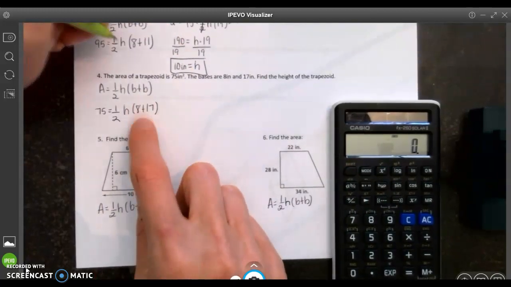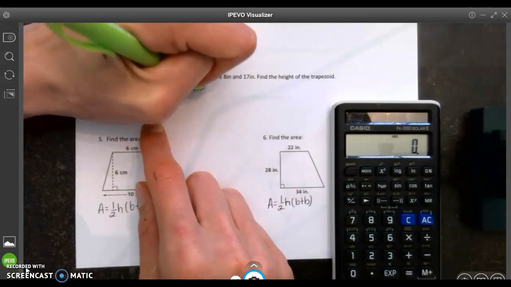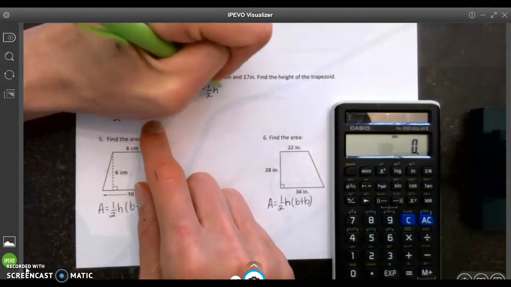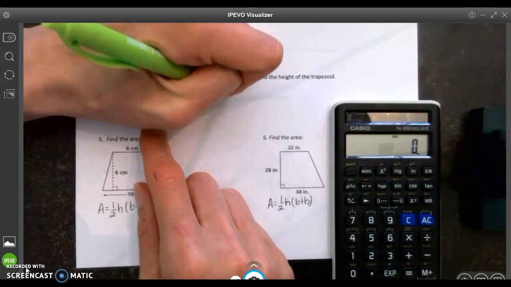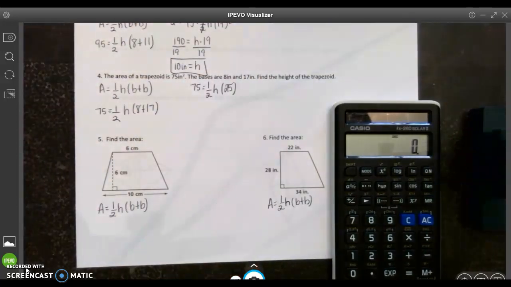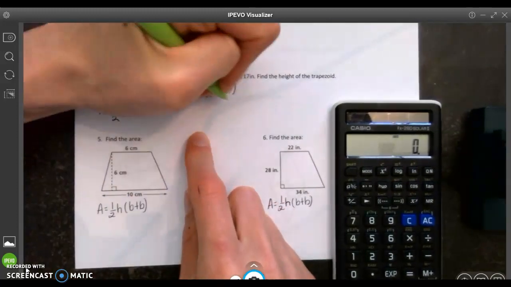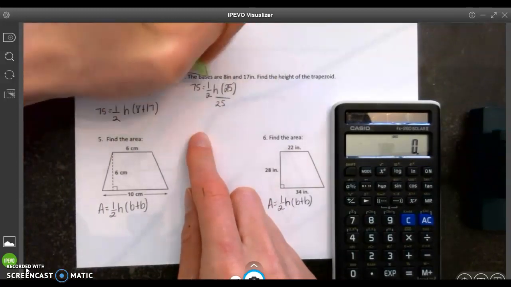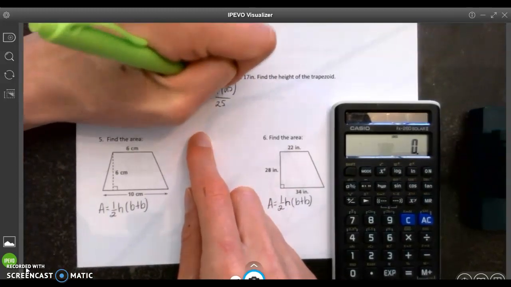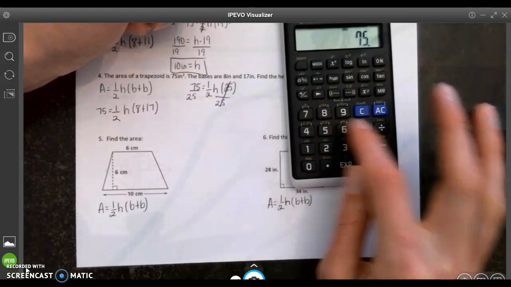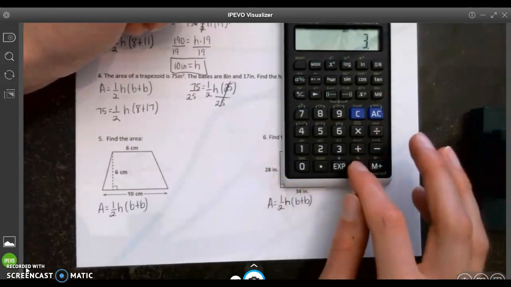So I'm going to add first. I always add first when I can. 75 equals 1/2 the height times 25. So I can do this one a little bit differently. Just my mental math, I know I can divide 25 on both sides, and I know 75 will divide nicely by 25. So I'm going to divide by 25. That cancels. 75 divided by 25 equals 3.